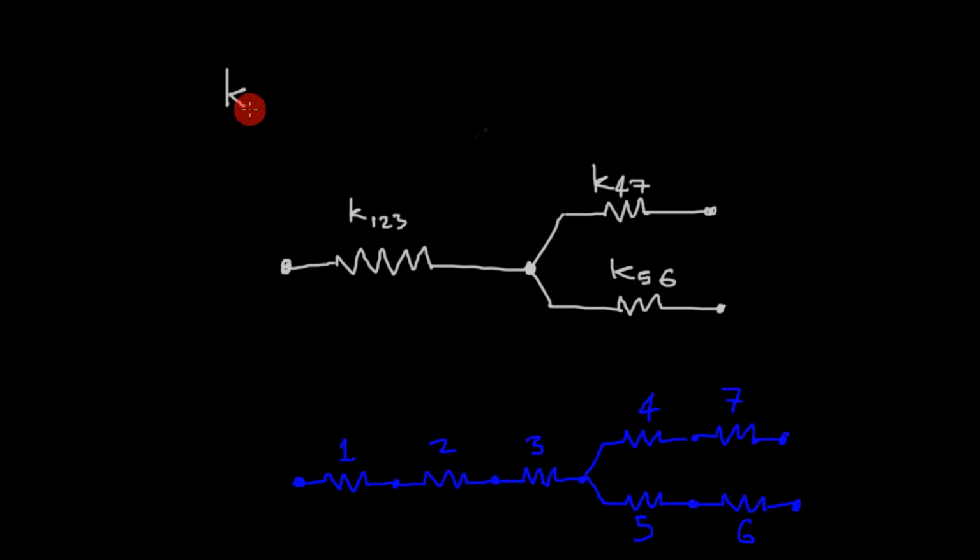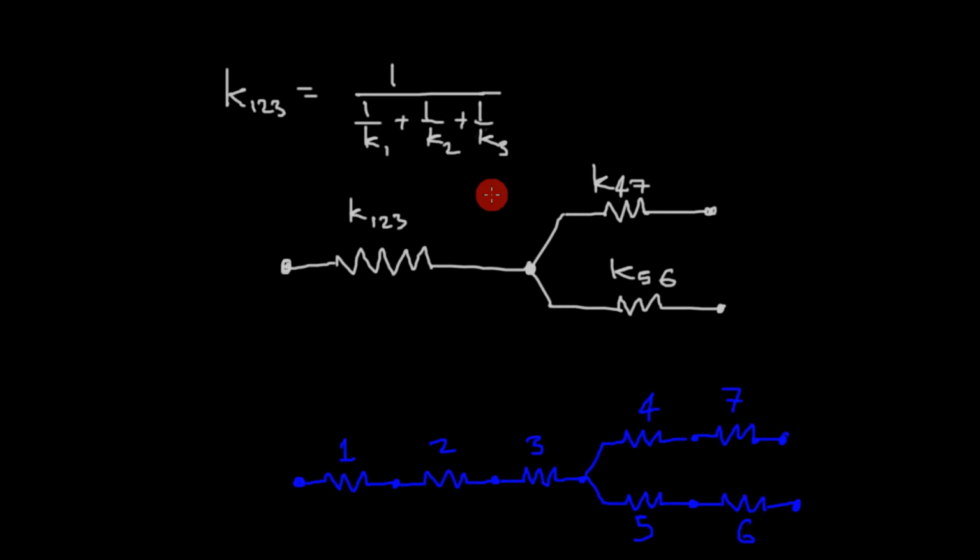It's not very difficult to prove that K1,2,3 will add like resistors in parallel. So it would be 1 by K1 plus 1 by K2 plus 1 by K3.